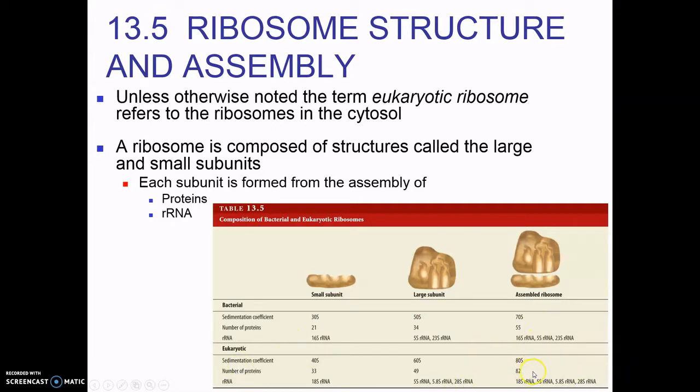All right, in eukaryotes, it is an 80S, and you can see all the various pieces. If you are interested in medical school, I would keep these numbers in your head because they tend to come up in things like the MCAT.